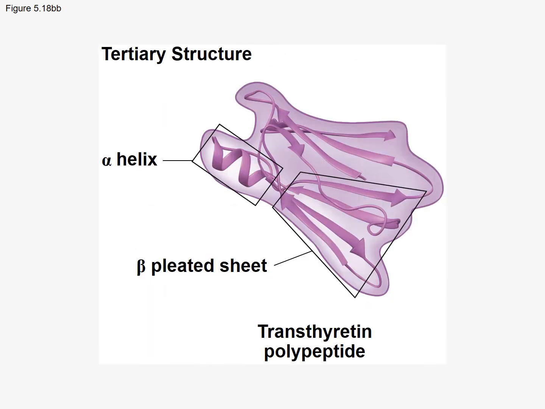Now, if we look at the tertiary structure, this is still one peptide, or one chain. This is when primary structure is made, and then the secondary structure starts to form, and then the secondary structure starts to fold upon itself, and it creates this three-dimensional structure. Here we can see an alpha helix and beta pleated sheets within the whole tertiary structure of transthyretin.